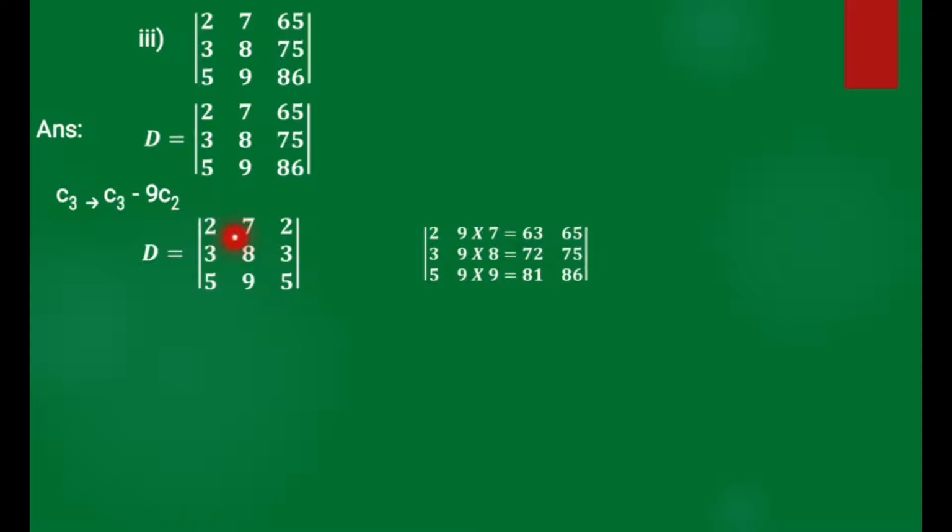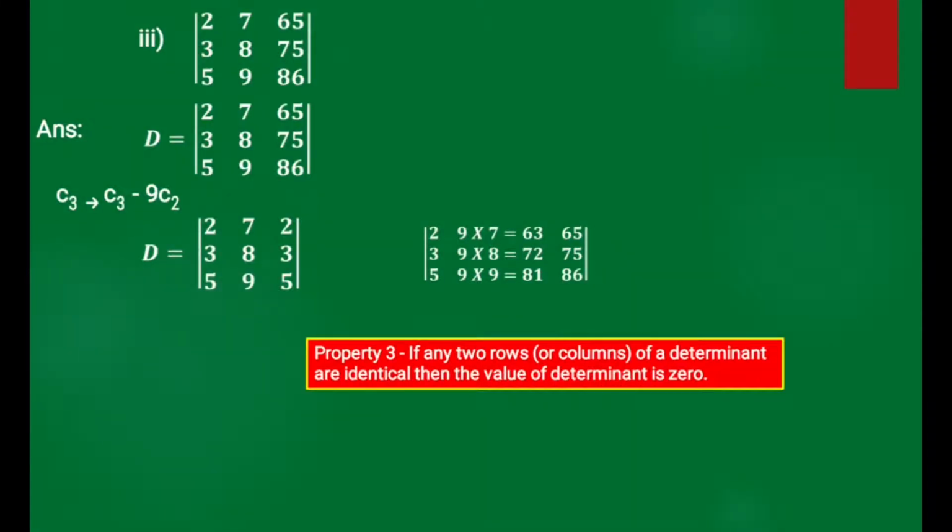If you observe, the entries in column first and column third are same. That means column 1 and column 3 are identical. So the value of determinant we write 0 with the property 3: if any two rows or columns of a determinant are identical, then the value of determinant is 0. So we write here D equals to 0. So in this way we solve sub question 3.